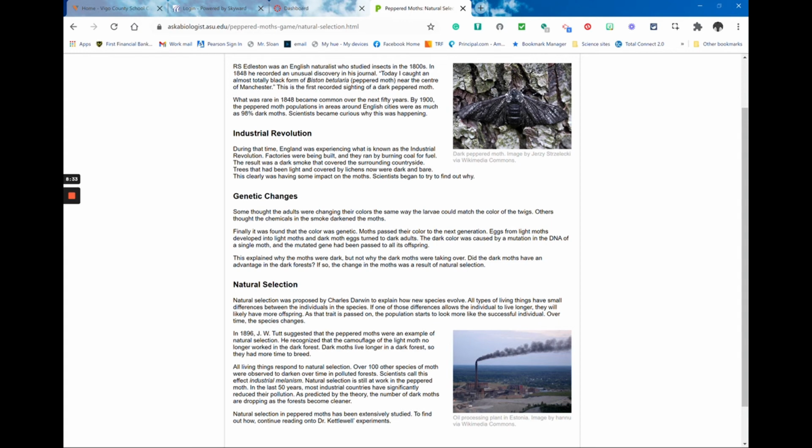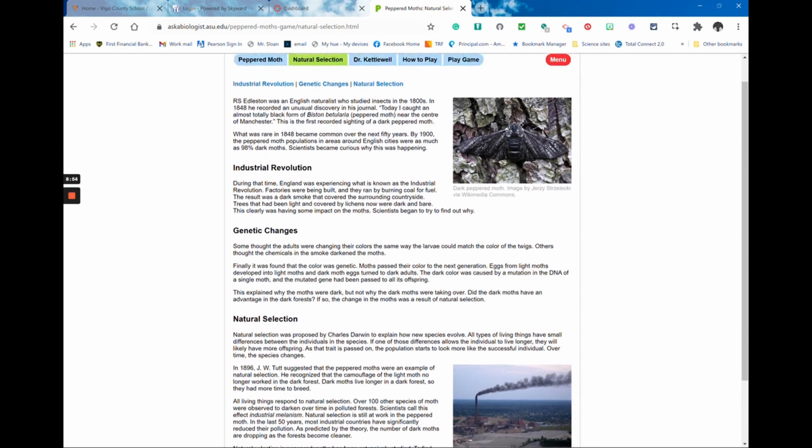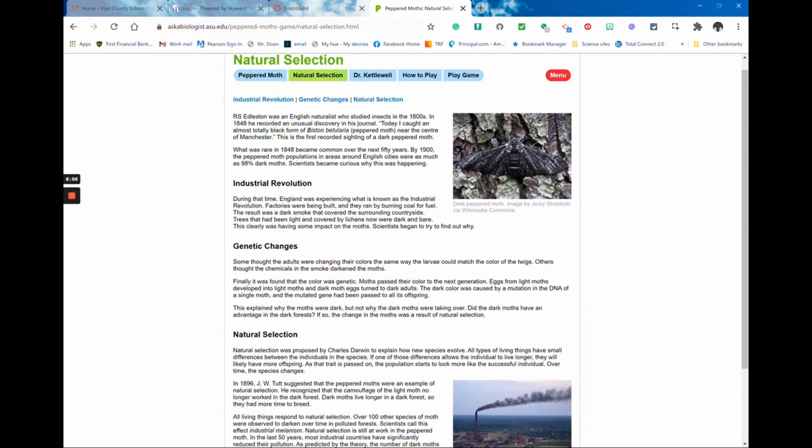Well, after a while, they began to clean up the area and started environmental protection and that type of stuff, and things got cleaned up and the soot kind of went away. Then the dark moths were the ones that were standing out against the lighter backgrounds. And then the species of moth shifted back to being lighter in color again. So that's just one example of how we have seen natural selection in action over a relatively short period of time.